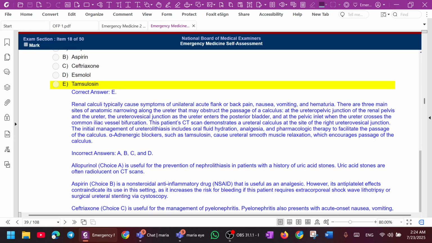The initial management of a kidney stone includes oral fluid hydration, analgesia, and pharmacotherapy to facilitate the passage of the stone. Alpha blockers such as tamsulosin cause ureteral smooth muscle relaxation, which encourages passage of the calculus. It's not C. Ceftriaxone is useful for management of pyelonephritis. Pyelonephritis also presents with acute onset of nausea, vomiting, and flank pain, but is typically accompanied by fever. That's the key.